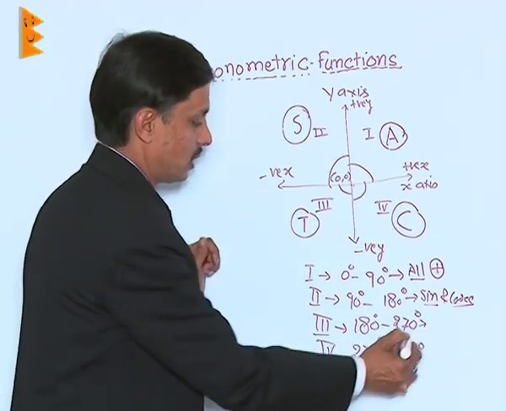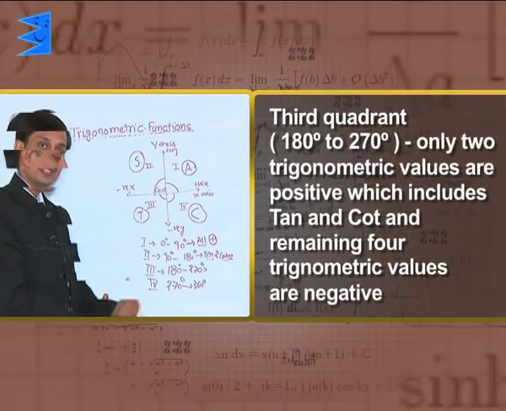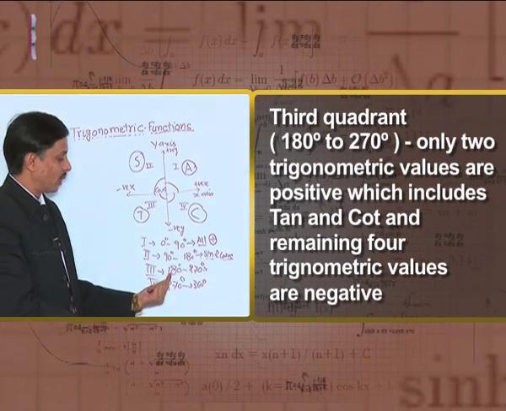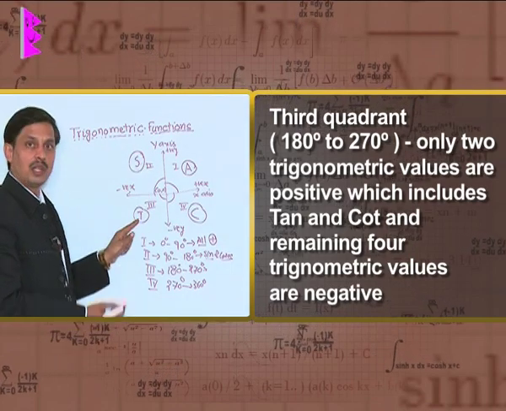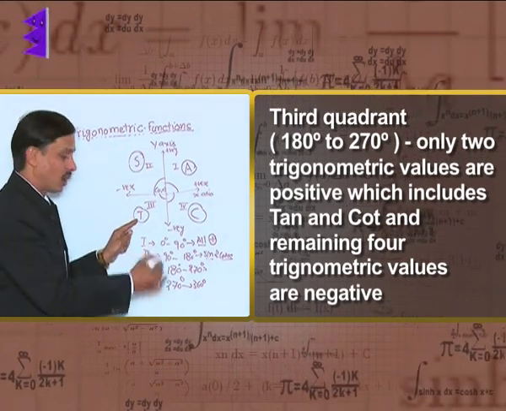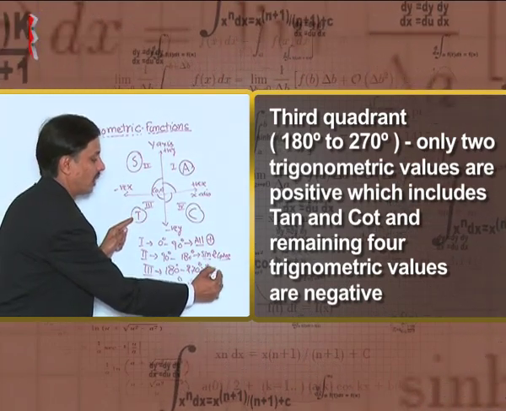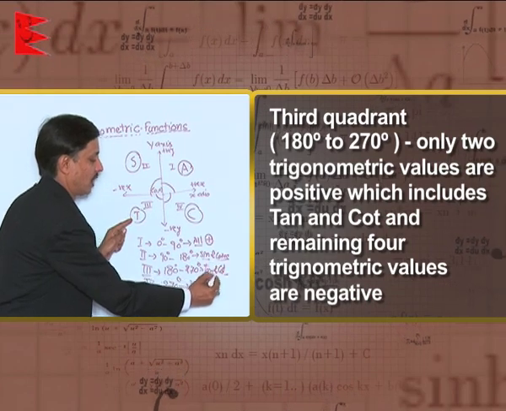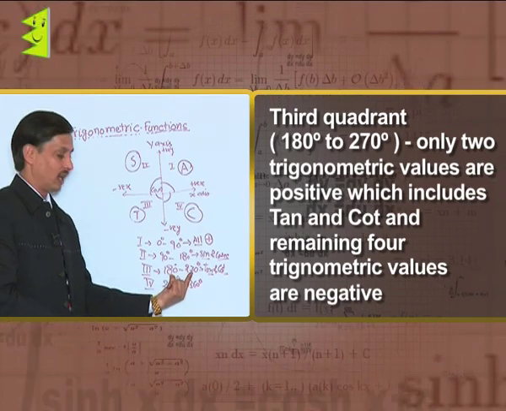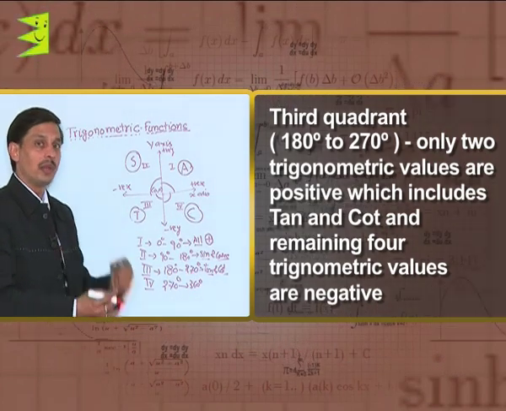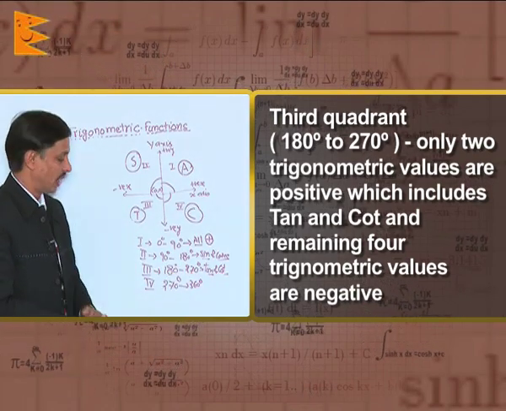The third one is 180 to 270. If the angle is between 180 and 270, the quadrant is third, and in ASTC, T we can relate to the trigonometric ratio tan. So in this quadrant, only tan and its reciprocal, that is cot, are positive for the angles between 180 and 270.